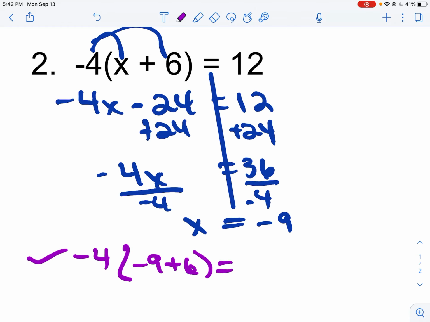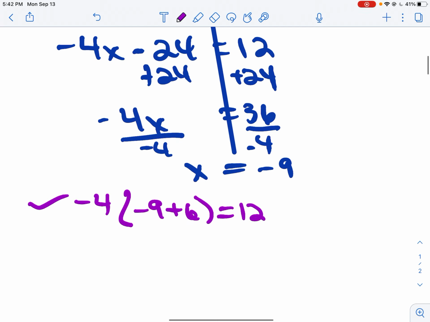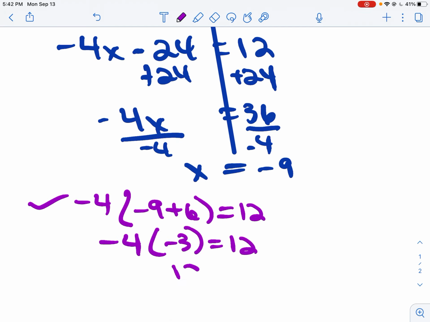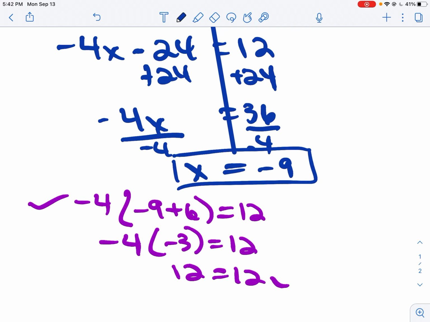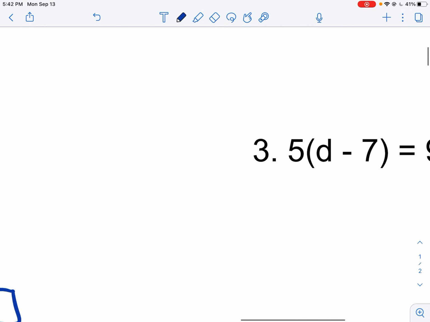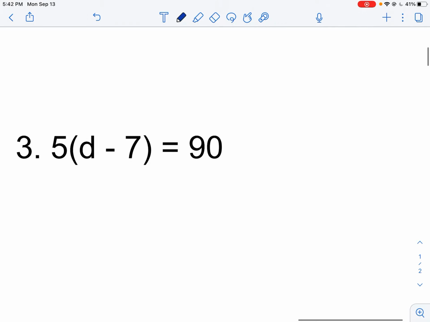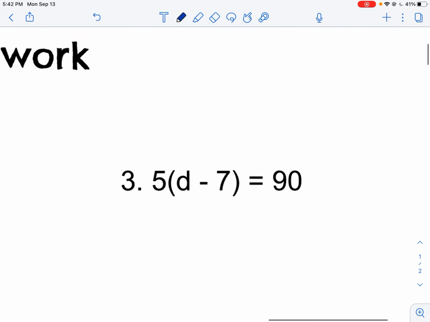So, negative 4, I plug in negative 9 plus 6. Negative 4, this would get me negative 3. And that would get me 12 equals 12. So yes, I did the correct work, and x does equal negative 9.